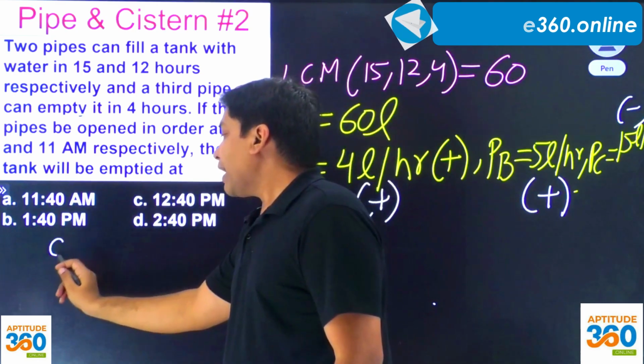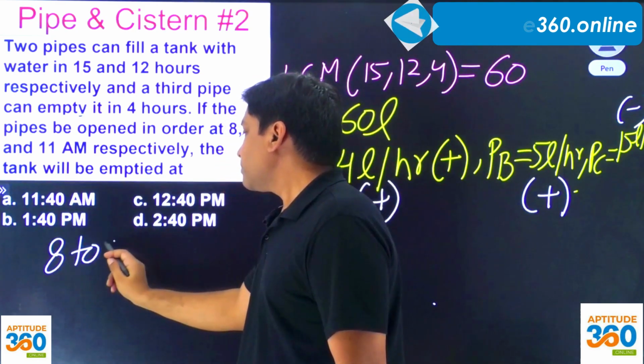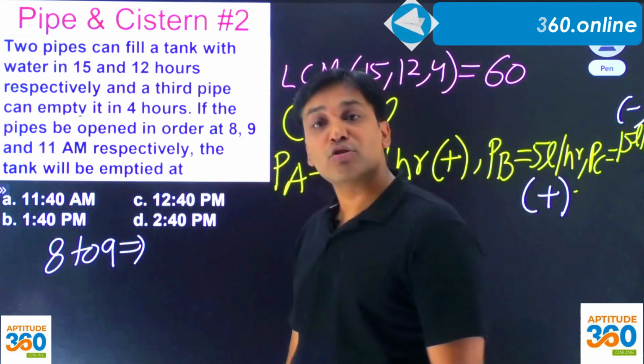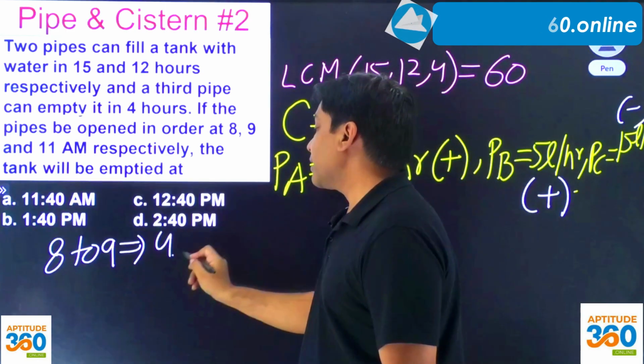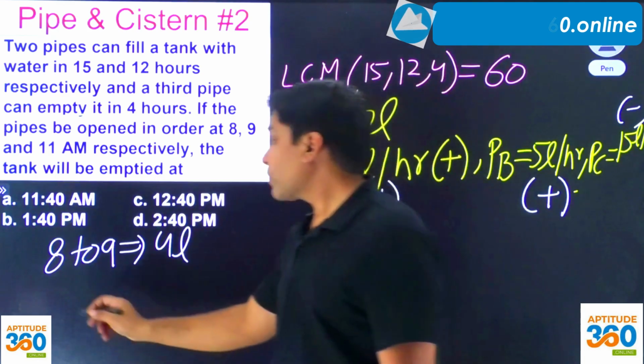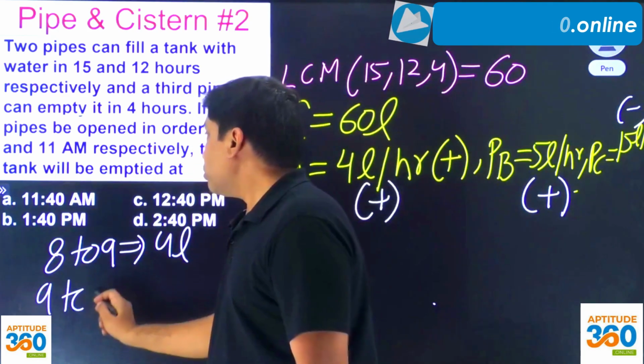8 o'clock पे आपने क्या ऑन किया? 8 to 9. Only pipe A is open. And how much water pipe A will bring in? 4 liters, right?